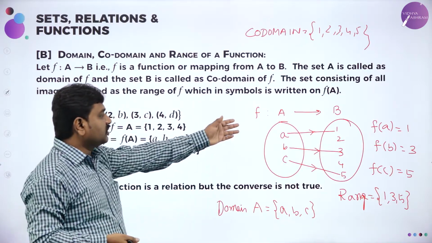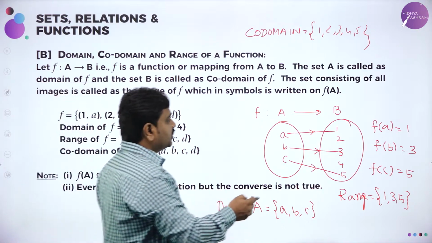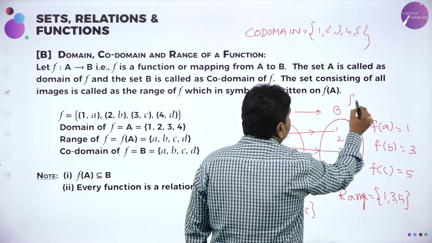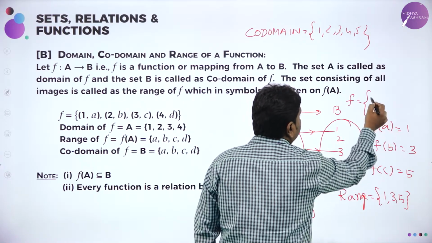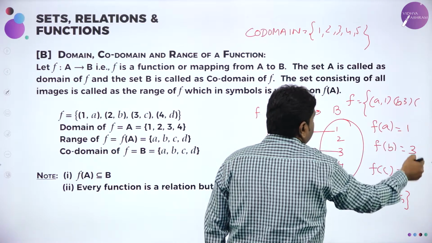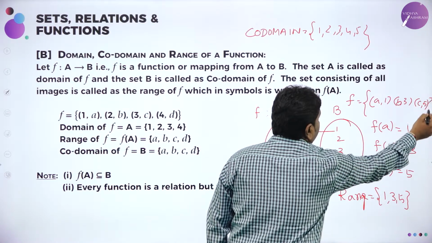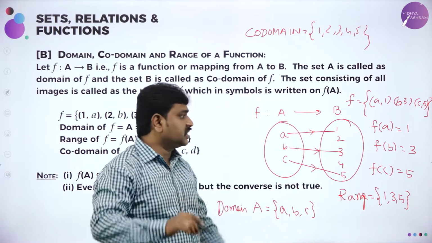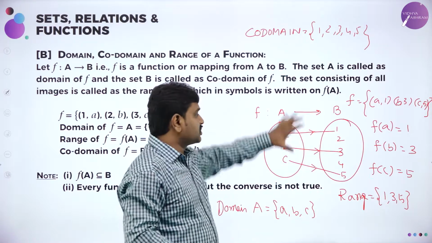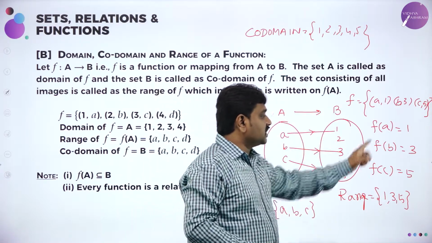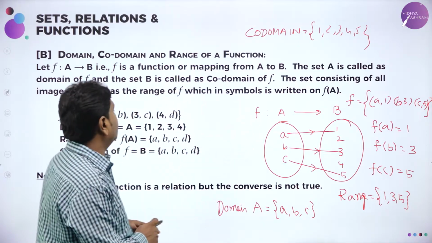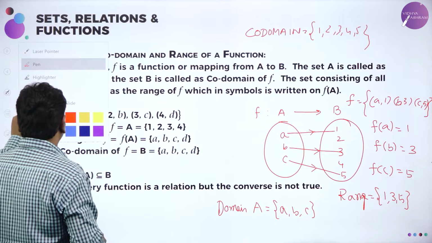So now for this function I wrote, f of a is 1, f of b is 3, f of c is 5, I can write f is equal to the ordered pairs: a comma 1, then b comma 3, then c comma 5. We can write the function like this, as ordered pairs a1, b3, c5, or we can write using a ray diagram. First set is domain, second set is codomain, set of images is range.